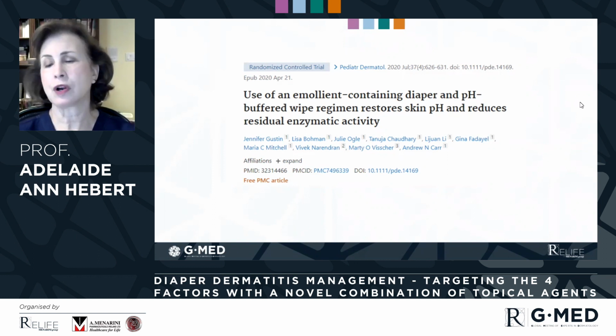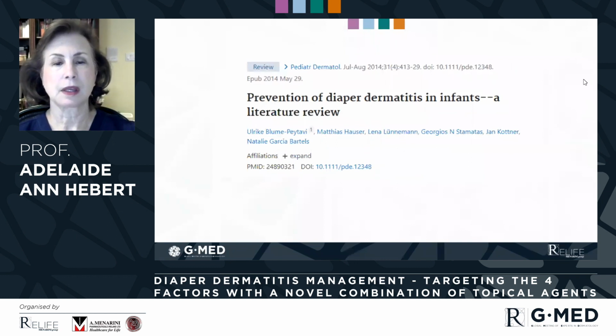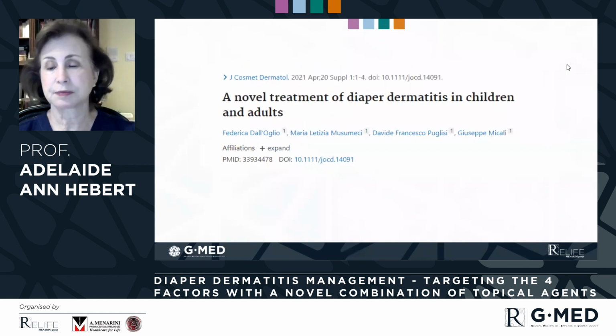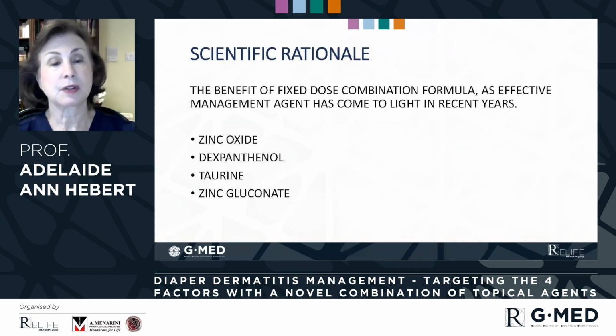We have a number of recent articles in the literature that remind us of the importance of the pH in managing diaper dermatitis in patients that are affected with this condition. We also have review articles talking about prevention of diaper dermatitis in infants. There is a scientific rationale for a number of key ingredients within agents that we use to manage diaper dermatitis. These include barrier repair creams such as zinc oxide, dexpanthenol, taurine, and zinc gluconate.